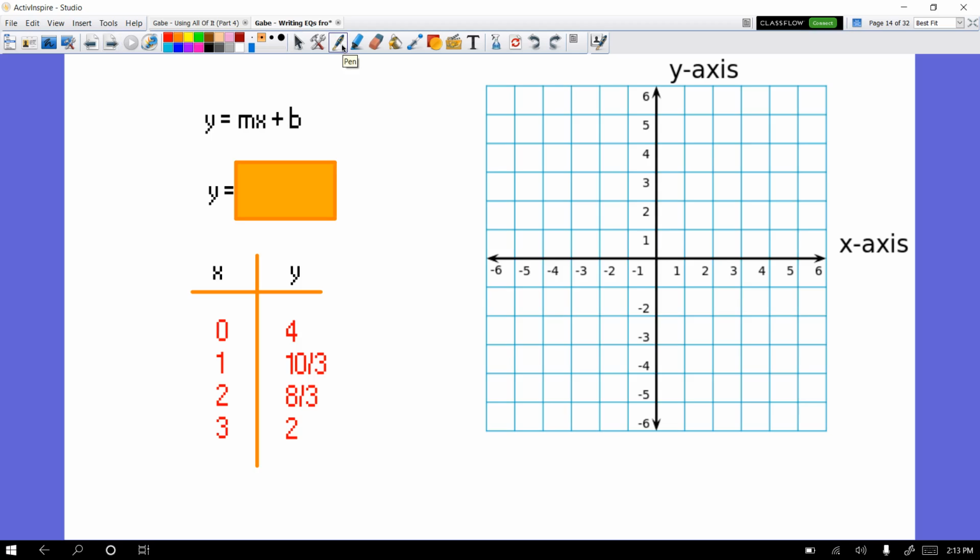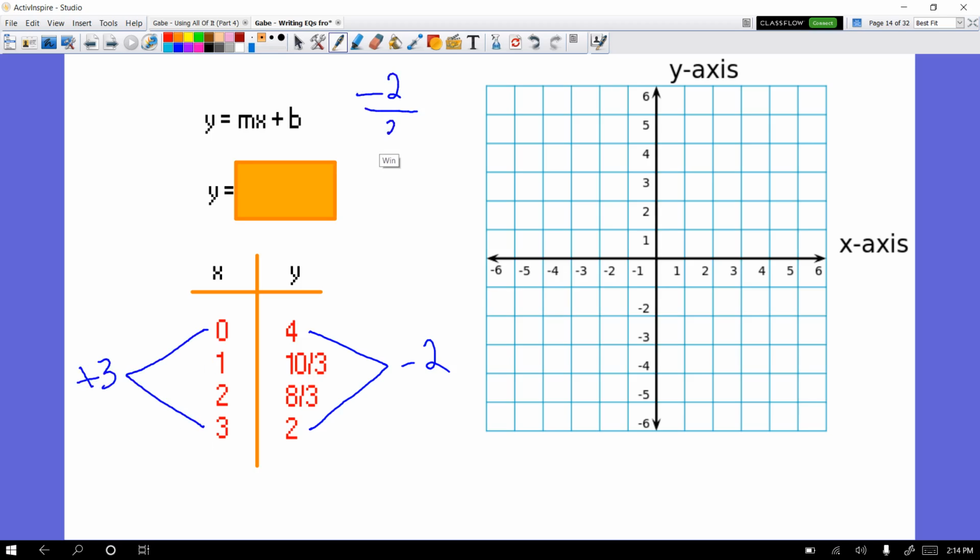This is one where I want to provide an example, in case you're sitting there going, 10 thirds, 8 thirds, what? And then you see two whole numbers, just see what they're changing by to get to the whole numbers. From 4 to 2, that's minus 2. Just make sure on the x side you do the same thing. 0 to 3 is plus 3.